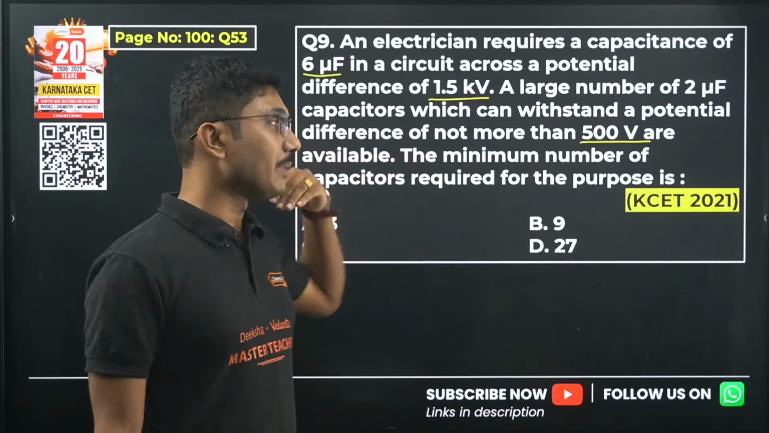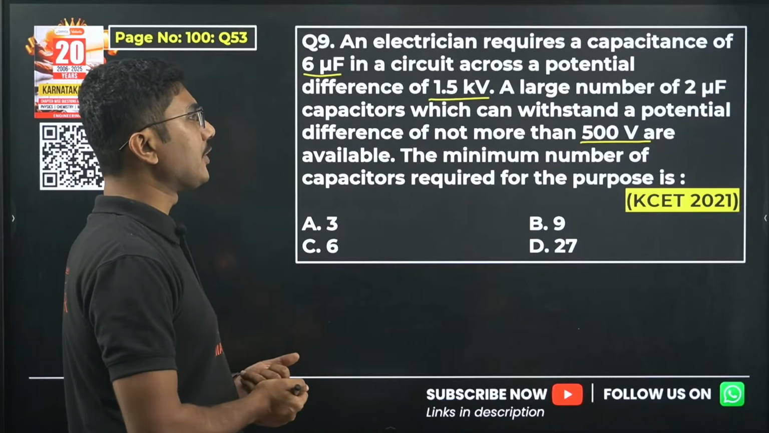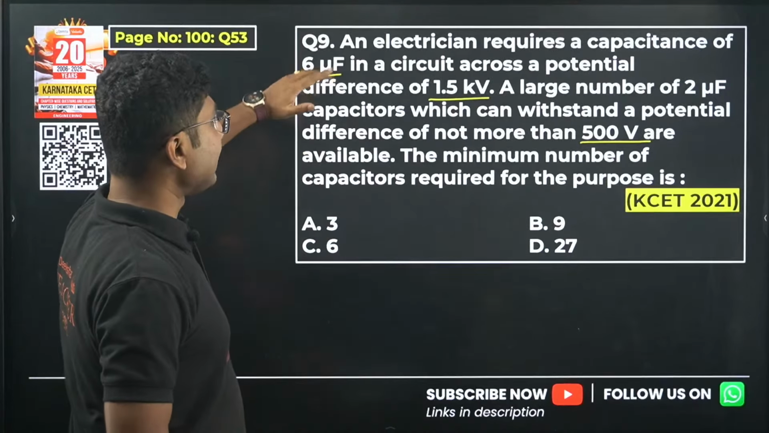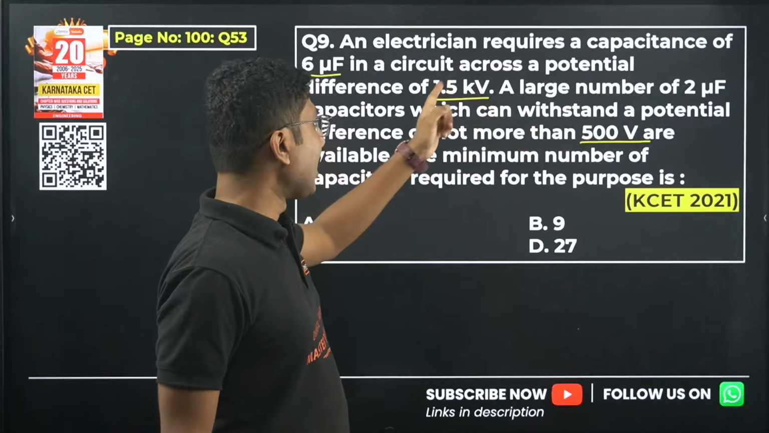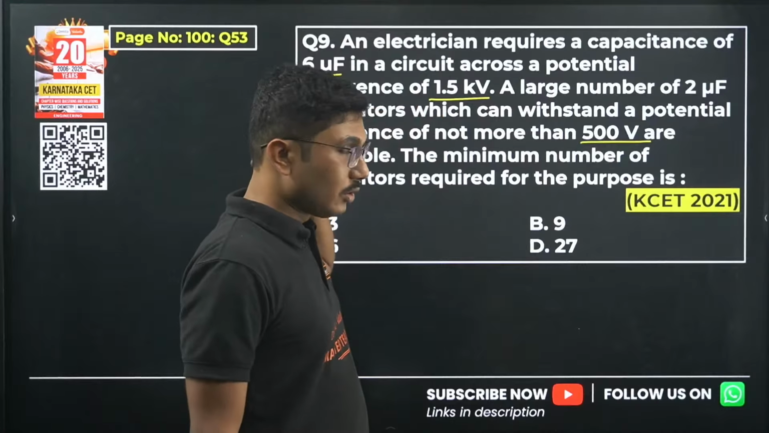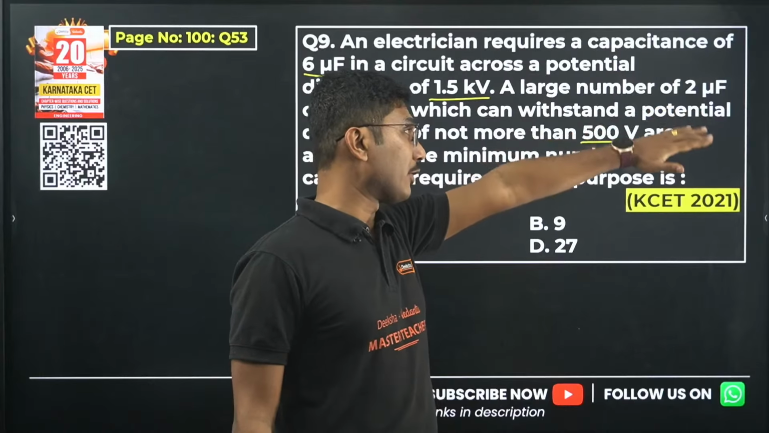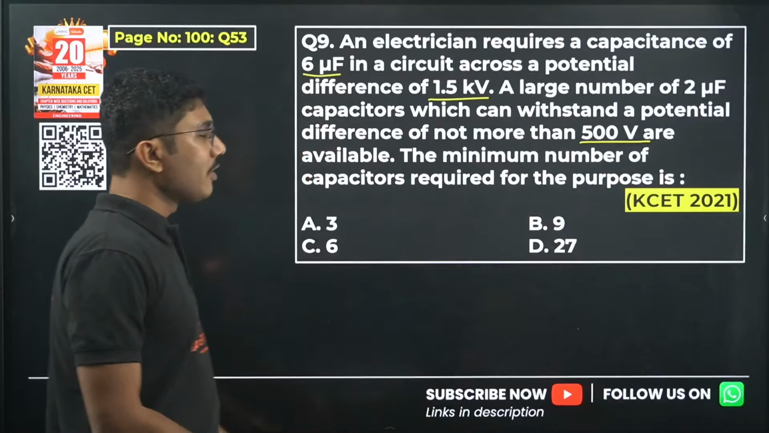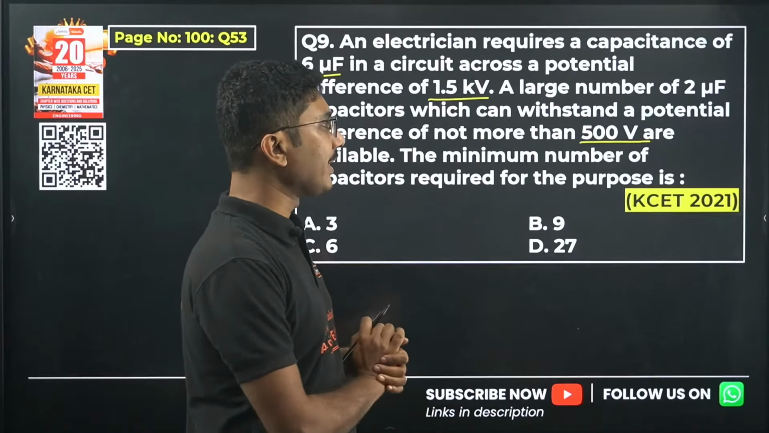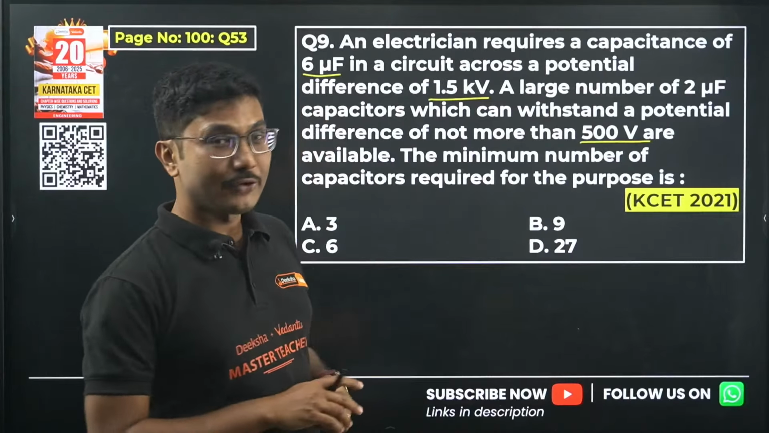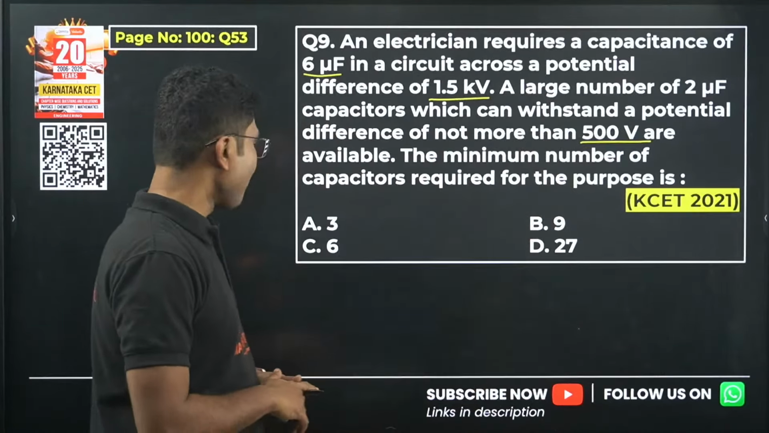This is one of my personal favorite questions. So how to tackle this question? First of all, your target is to get 6 microfarad and 1.5 kilovolt. But you have 2 microfarad capacitors and only 500 volts that each can withstand. So now I will give you some time before solving it. I want to check how many of you can solve it.